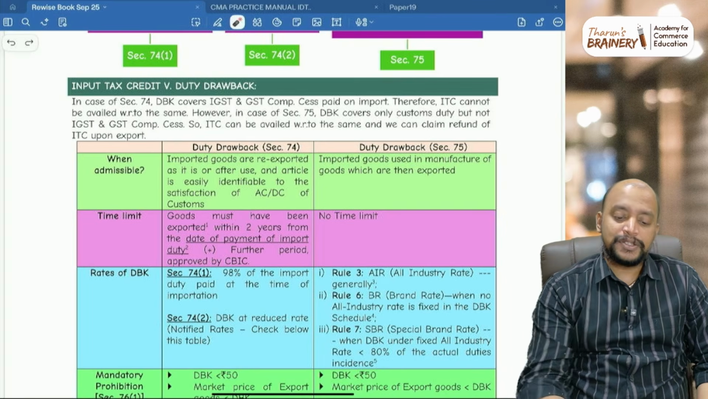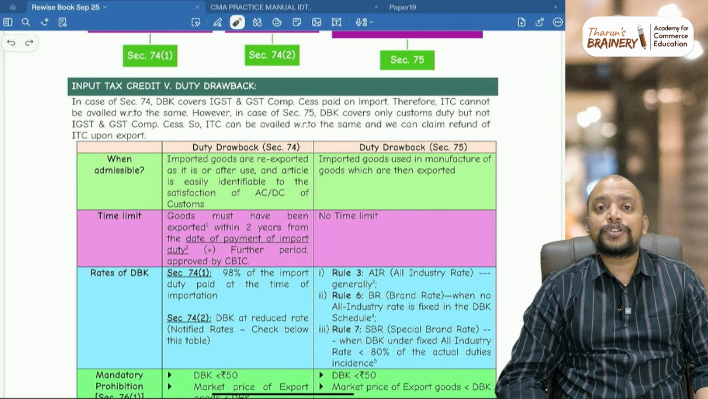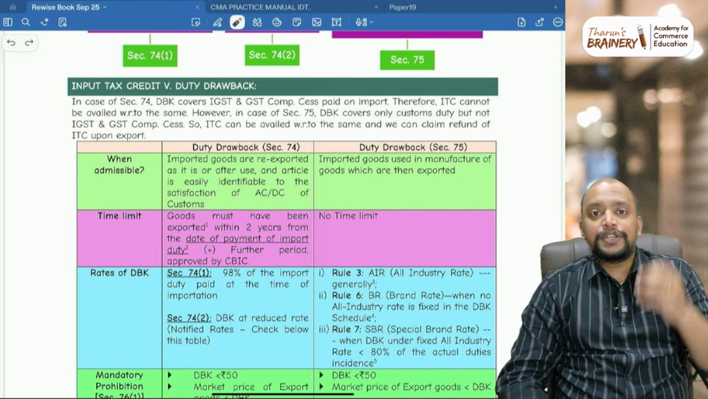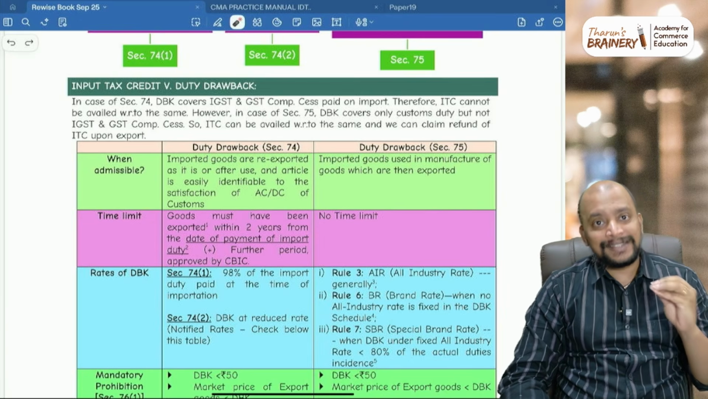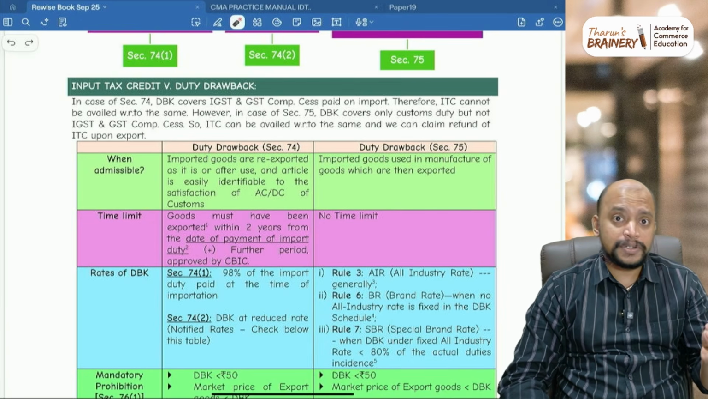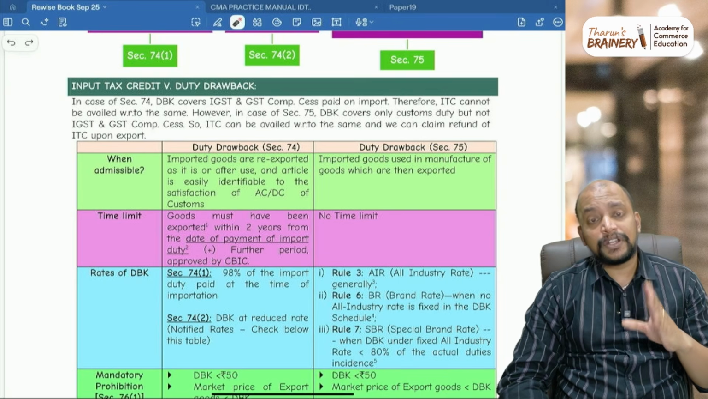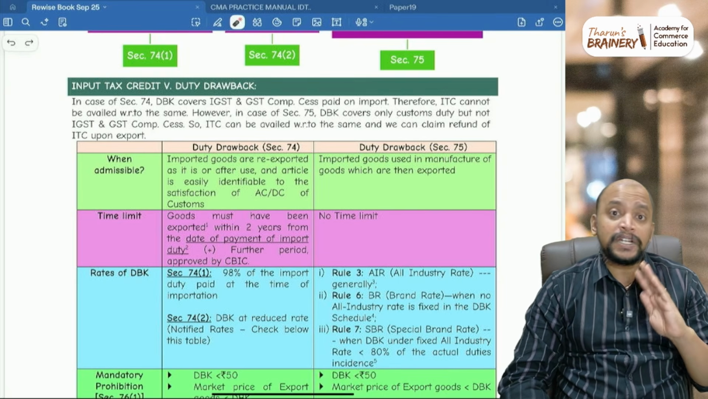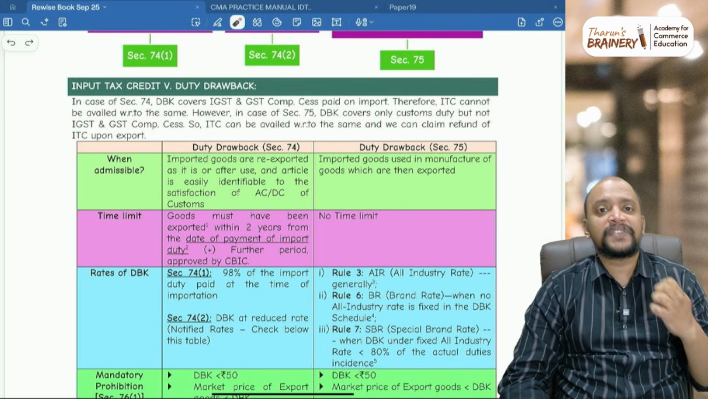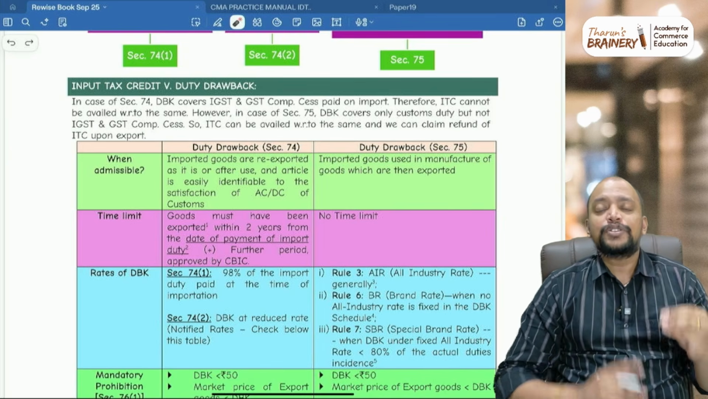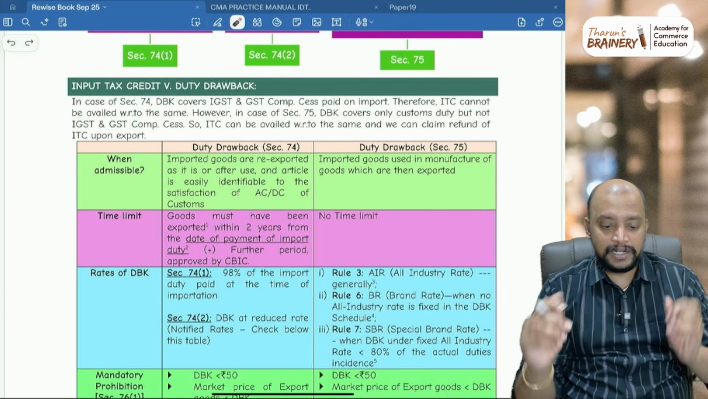Now we are going to discuss 74 duty drawback first, and then we will see 75 duty drawback. So first, section 74 duty drawback. When is this admissible? You are importing goods and those imported goods are exported as such, either without use or after use. If it is without use, subsection 1; if it is after use, subsection 2. And what you have imported and what you have exported must be easily identifiable to the satisfaction of ACDC, which means that the imported goods and exported goods should be the same. There is no change in that.